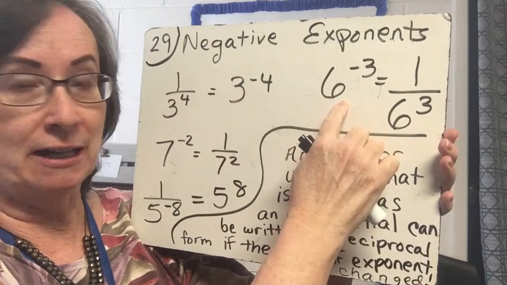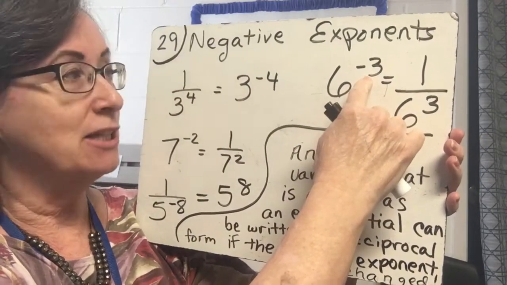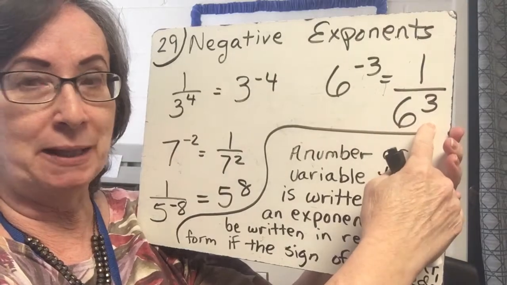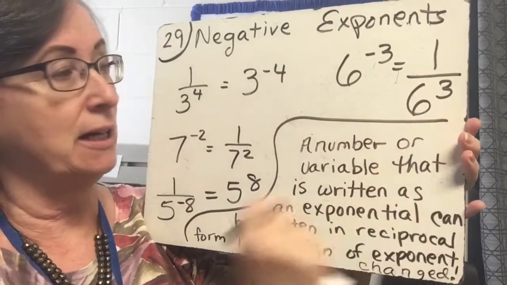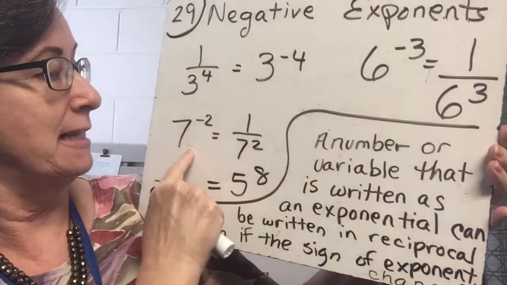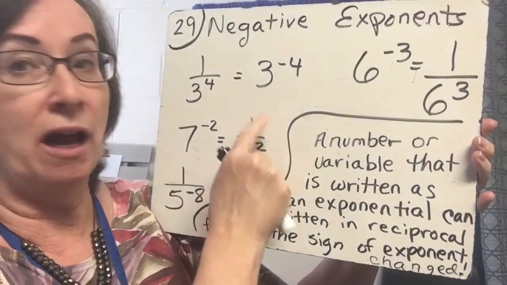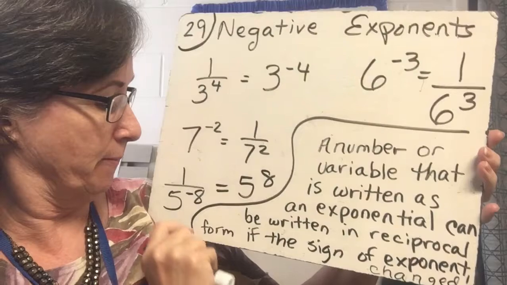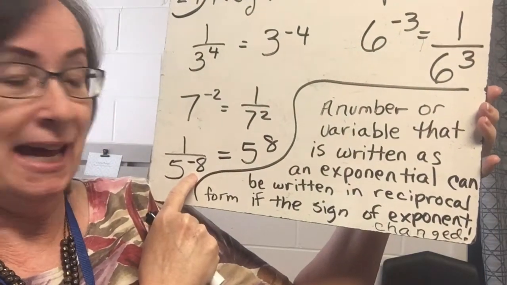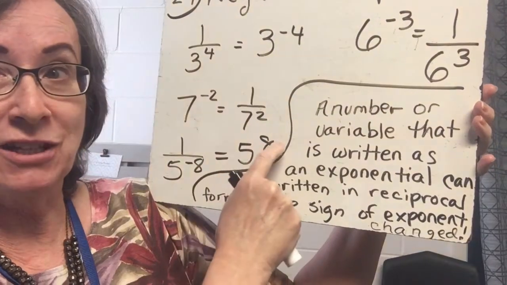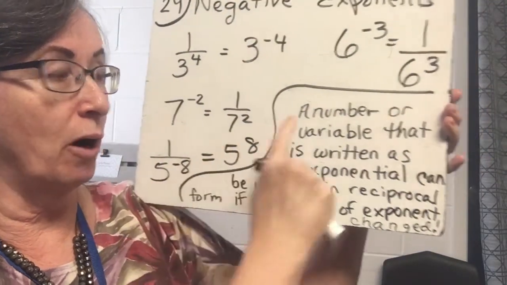Here I started with a negative 3, so when I flip it down it becomes a 3. 6 to the negative 3 is 1 over 6 to the third. 7 to the negative 2 is 1 over 7 squared. 1 over 5 to the negative 8 is 5 to the 8th. Okay, so our rule is this.